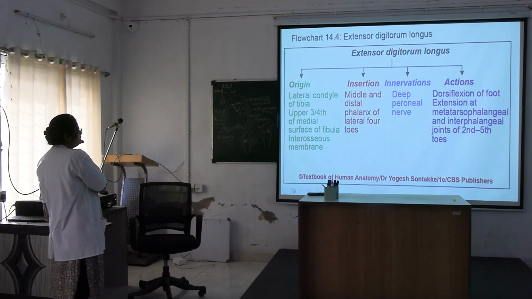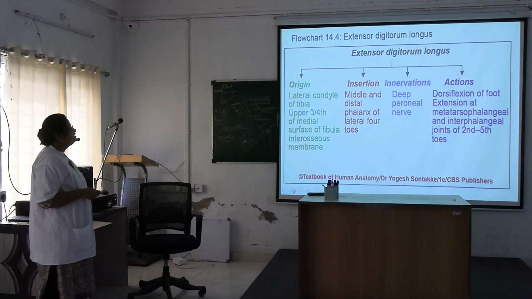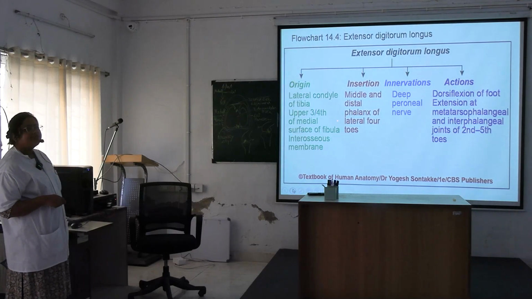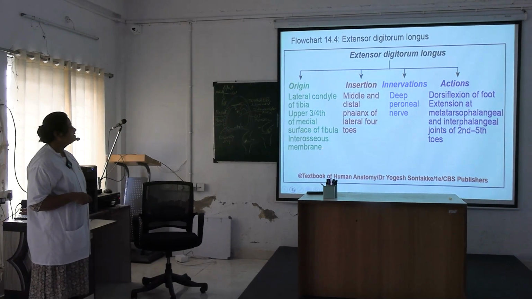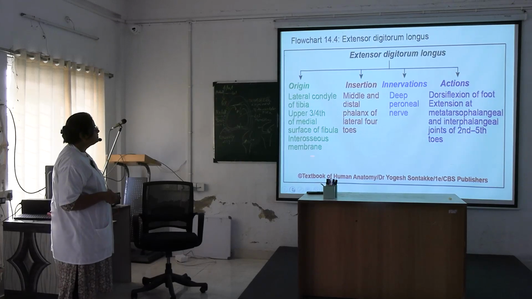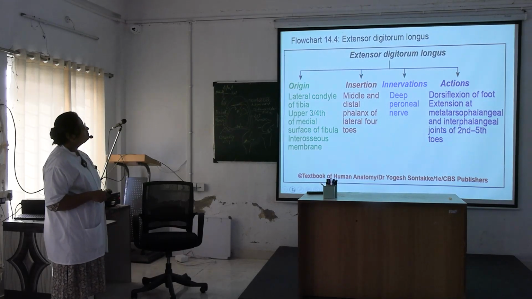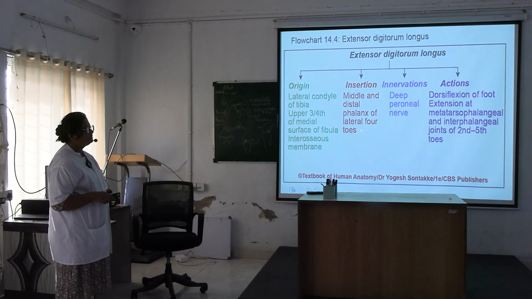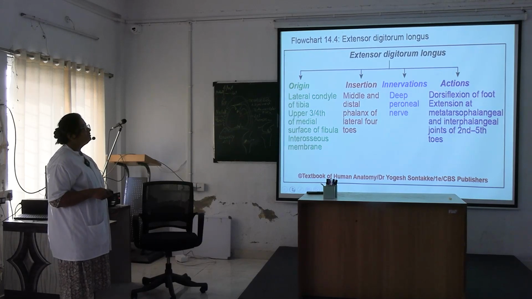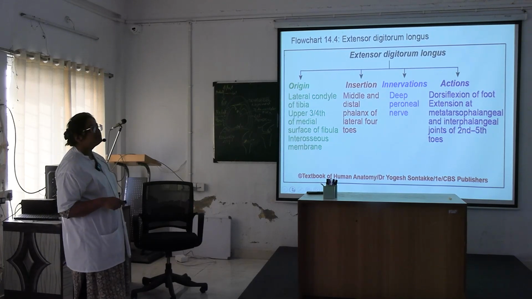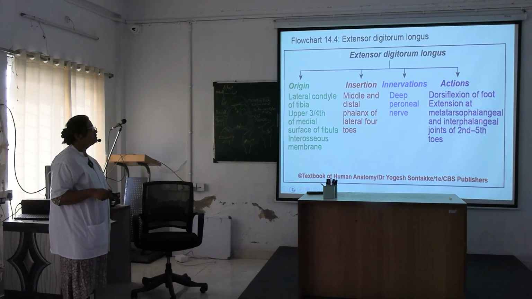Extensor digitorum longus origin is from the lateral condyle of tibia, upper 3/4 of medial surface of fibula and interosseous membrane. Insertion into the middle and distal phalanx of lateral 4 toes. Nerve is deep peroneal nerve. Action: dorsiflexion of foot. Extension at metatarsophalangeal and interphalangeal joints of second to fifth toes.